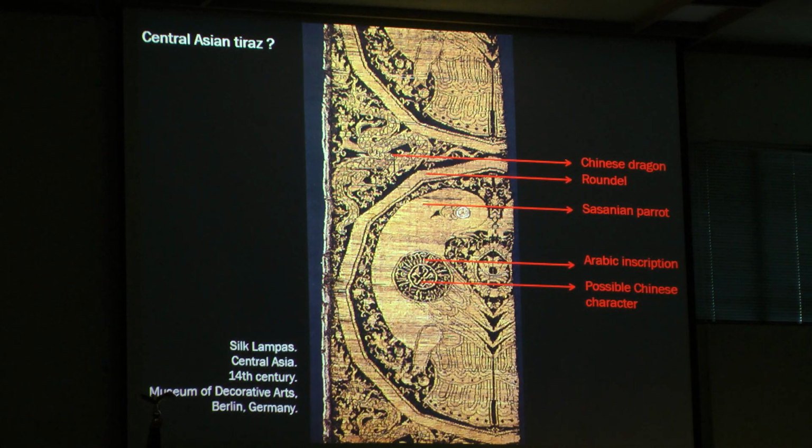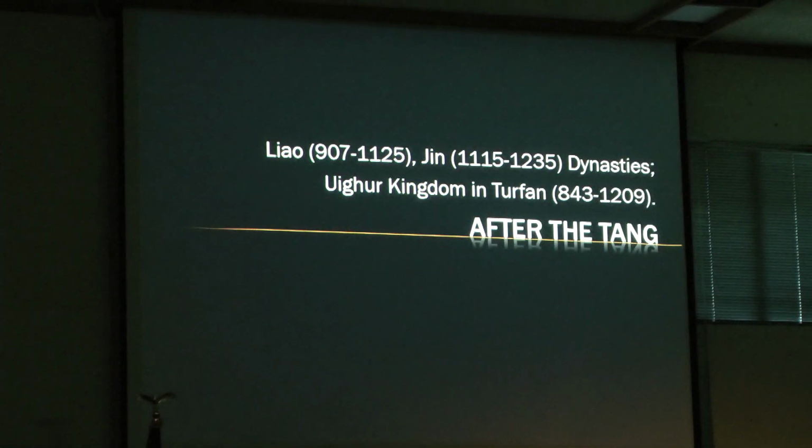Here we have a roundel with Sassanian parrots, with a circular Arabic inscription in the body, and what might be a sort of Chinese character in the center, and between the roundels a Chinese dragon. So after the Tang, China and the Western region saw the rise of various peoples, especially of Turco-Iranian and Turco-Mongol origins, who established kingdoms and new dynasties in succession until the arrival of the Mongols in the 13th century.